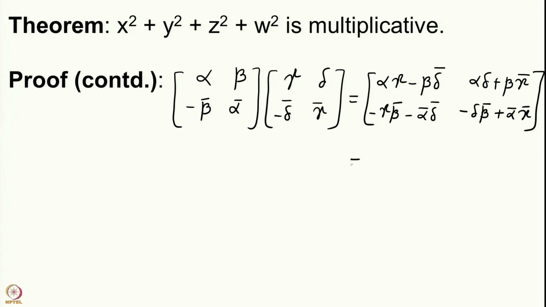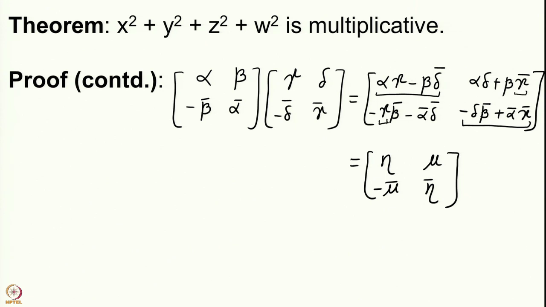So, we observe that this is again of the form eta, mu, minus mu bar, eta bar, by observing that the complex conjugate of this number is this number. We had delta bar and here delta is the only number which does not have a bar. Here gamma is the only thing which has a bar and here gamma is the only thing which does not have a bar. We will take the bar which will give us alpha bar delta bar plus beta bar gamma, and then we multiply by negative 1 because we want to get this as minus of mu bar, where mu is equal to this quantity.